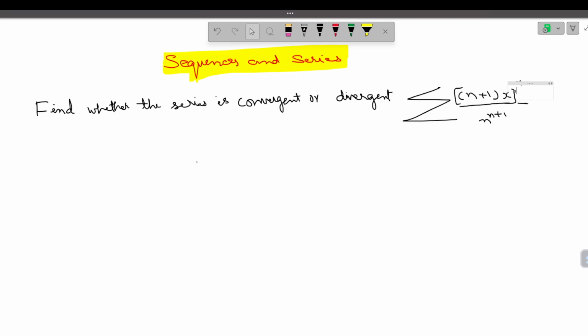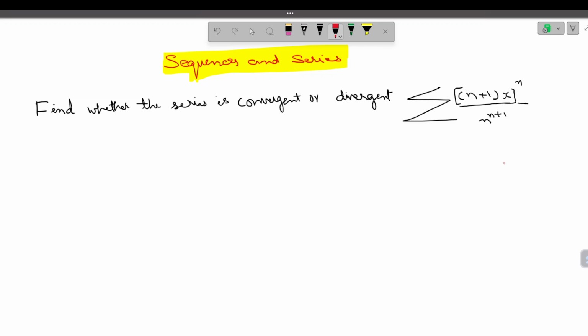Hi everyone, today we'll discuss one more problem on sequences and infinite series. The problem says, find whether the series is convergent or divergent. The series is given as (n plus 1) into x, whole to the power of n, divided by n to the power of n plus 1. Here we are solving by Cauchy root test.